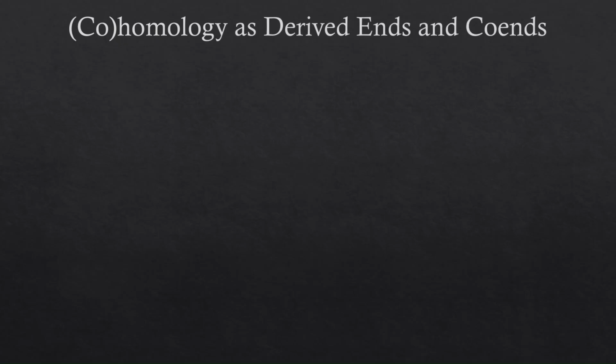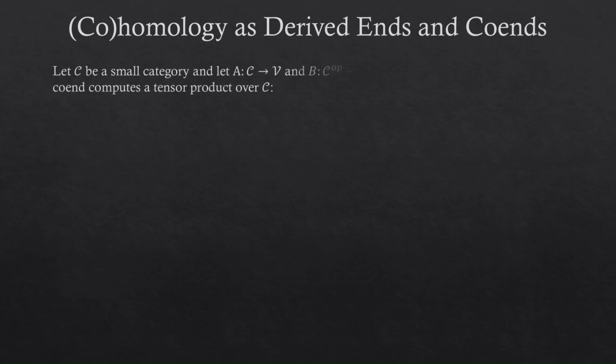So now let's consider homology and cohomology theories in terms of derived ends and coends. Let C be a small category, and let A and B be coefficients, where A maps us from the category C to the category V, and B maps us from the opposite category of C back into the same category V. And the following coend computes a tensor product over the category C.